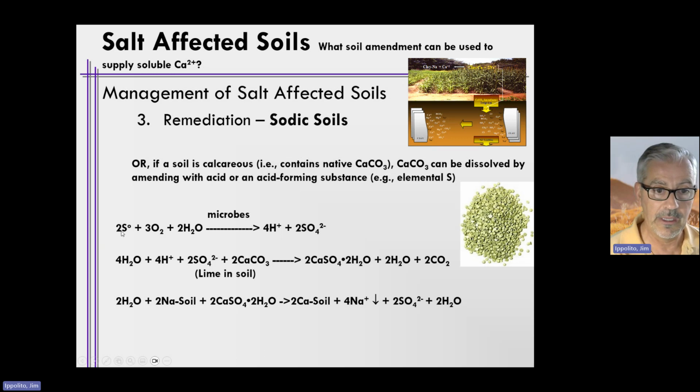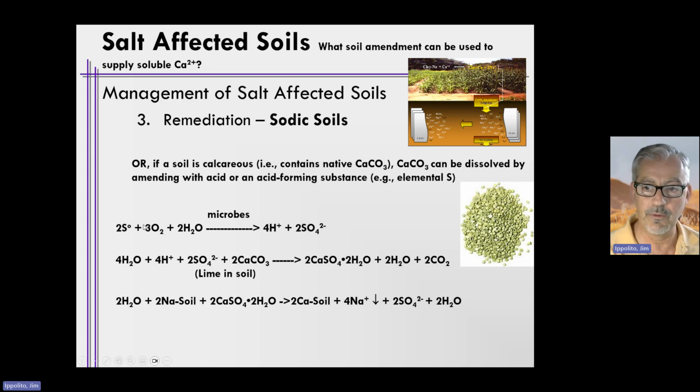Here's elemental sulfur. It reacts with oxygen and water in the presence of microorganisms to form 4 free hydrogen ions and 2 sulfate ions. This, if you combine these two together on the right-hand side of this equation, is sulfuric acid. But it's the hydrogens that are doing the work. This is the acidity. You learned about this when we talked about the pH. We talked about pH and alkalinity way back in Unit 3.